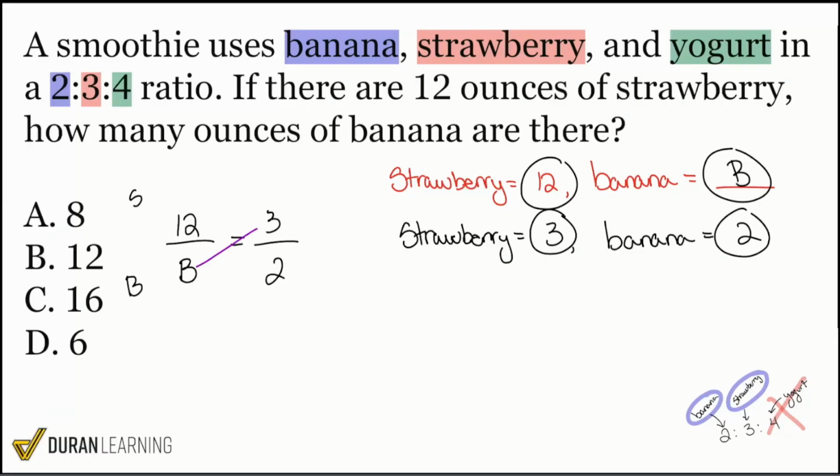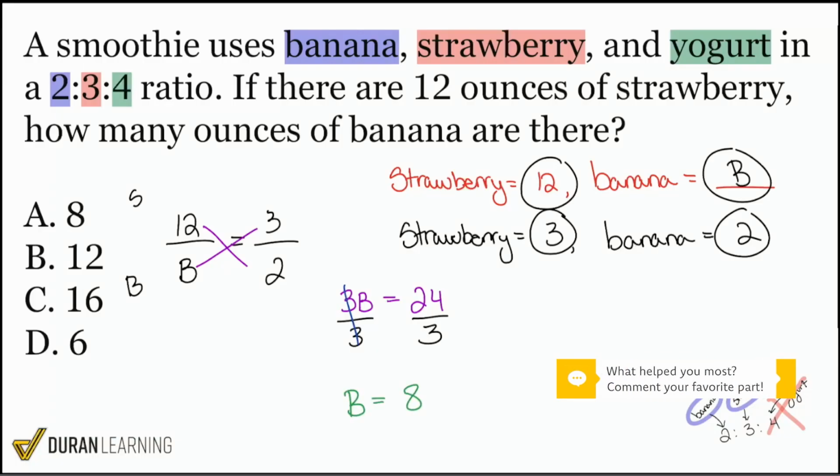Cross multiply and divide. B times 3 is 3B. 12 times 2 is 24. And lastly, what we do is divide both sides by 3. Once we do that, cancel on the left, and we receive our correct final answer of B equals 8. So that'll be 8 ounces of banana. That's what we need. And the correct answer here is A.